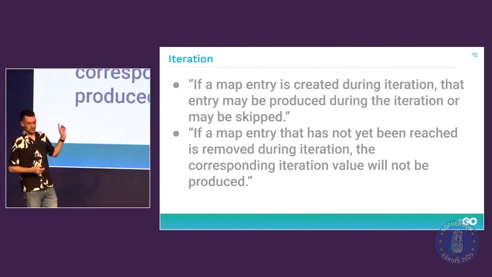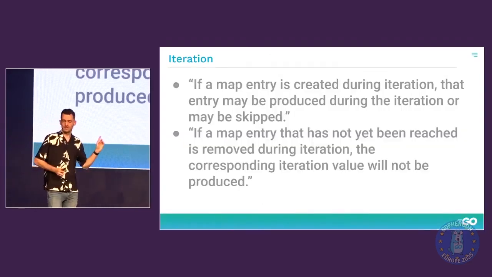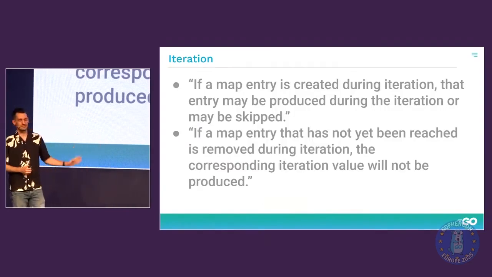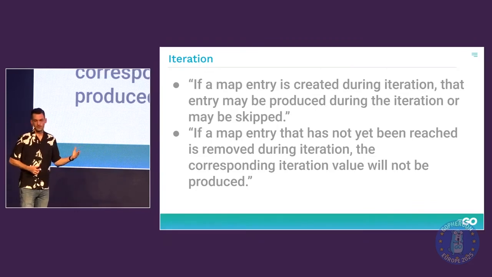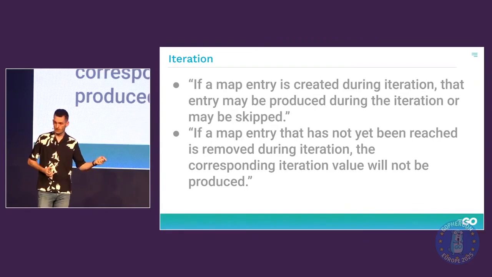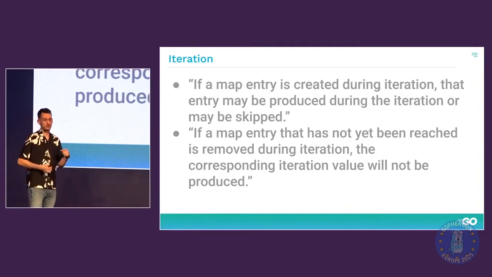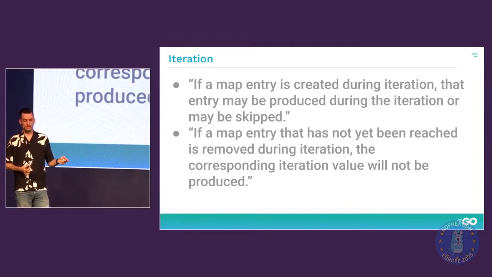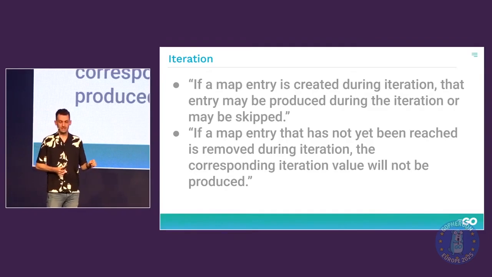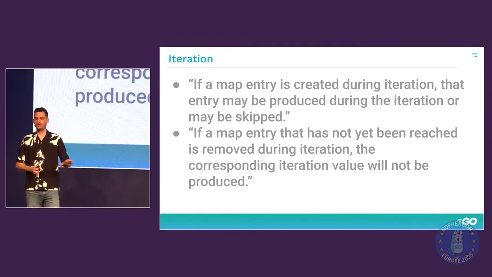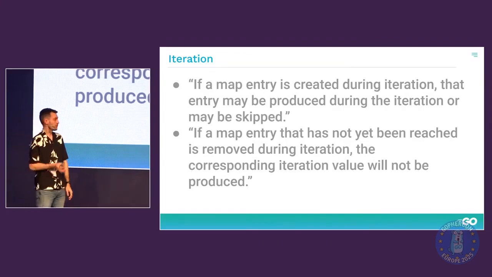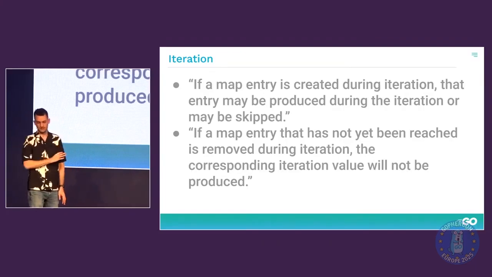Here's a couple quotes from the language spec. I won't read these in detail, but the gist of it is if you insert during a map iteration, the spec says that newly inserted entries might be reported later during iteration, or they might be skipped over. And if you delete an entry during iteration, the spec says that that deleted entry will definitely not be reported later in iteration. So we have to figure out how we're going to support these semantics.